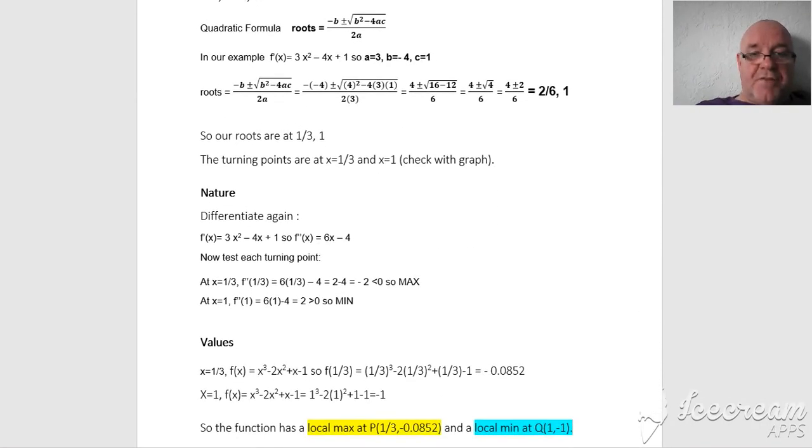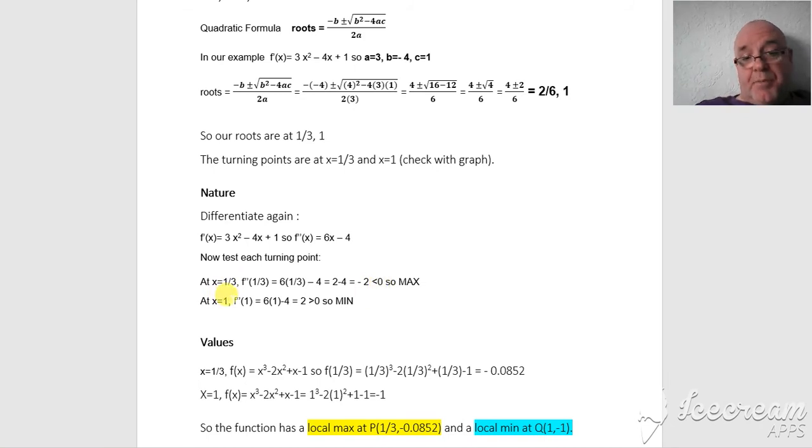So for the nature, we differentiate our function again. So there's your function, so you differentiate it. And these always turn out to be easier. When you differentiate it again, the function becomes easier. So if you differentiate that, it becomes 6x take away 4. And if you just put the 2 points in, x is a third. F double dash of a third is going to be 6 times a third minus 4, which is going to be negative 2. Now the whole point is that's less than 0, so it must be a max.